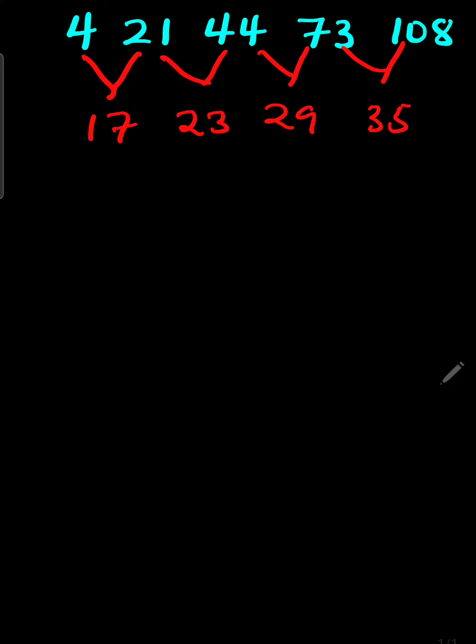We're going to find the nth term of this sequence. We know it's a quadratic sequence because we're going to have a second difference. So this is 17, this is 23, that is 29, and this is 35. We obtain this by subtracting: 21 minus 4 gives us 17, 44 minus 21 is 23. That's how we get these numbers.